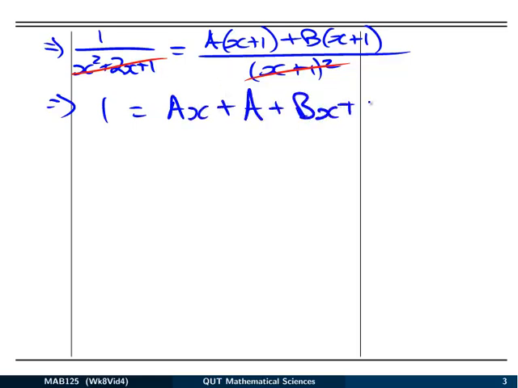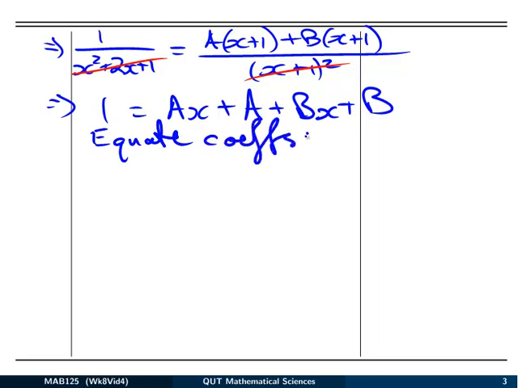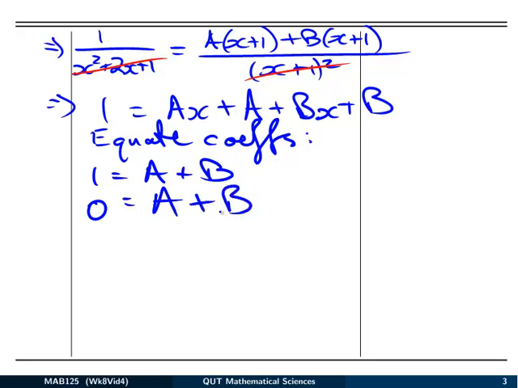And I'm left with 1 equals, let's expand it out and save a bit of space, ax plus a plus bx plus b. Okay, so that means equating coefficients, we should have 1 equal to a plus b, and 0 equal to ax plus bx, so a plus b. Oh, that's weird. That doesn't work because I've said a plus b is equal to 1, and a plus b is equal to 0. I can't possibly have the same thing equal to two different numbers. It won't work. So in other words, these two equations are inconsistent with each other. They point to a contradiction.